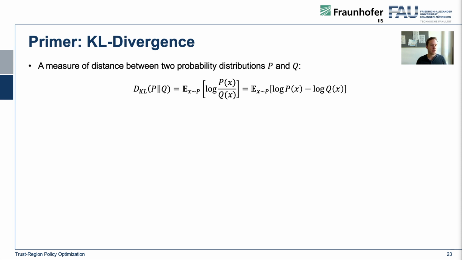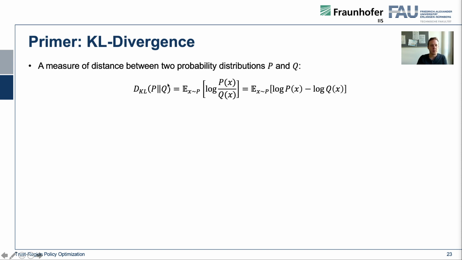Every one of you who has some basic knowledge about KL divergence, entropy, cross entropy, and information can skip and fast forward the video a little bit. So what is KL divergence? KL divergence is nothing else than a measure of distance, so it's not a distance metric, but it's a measure of distance between two probability distributions P and Q. And it's defined like this.